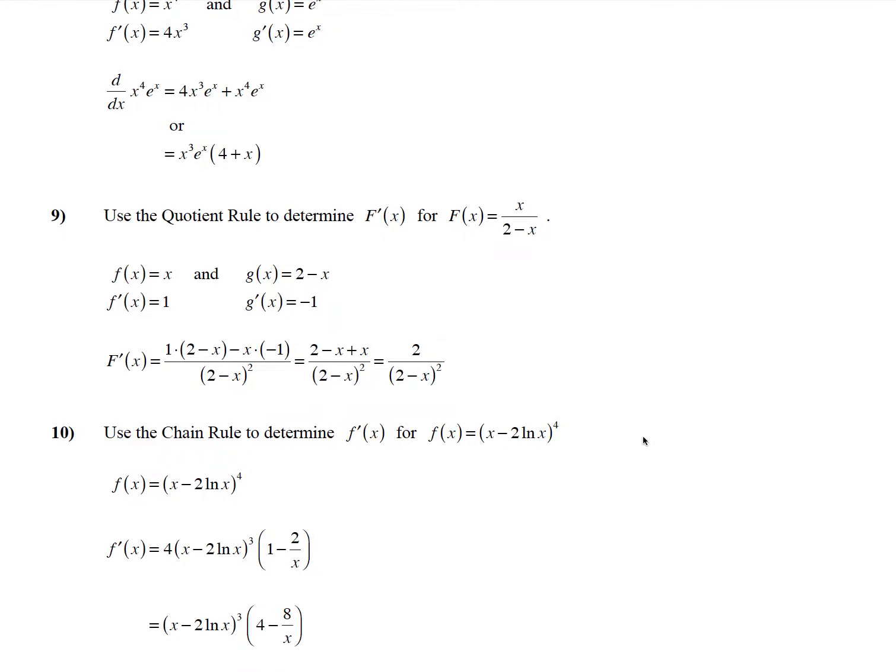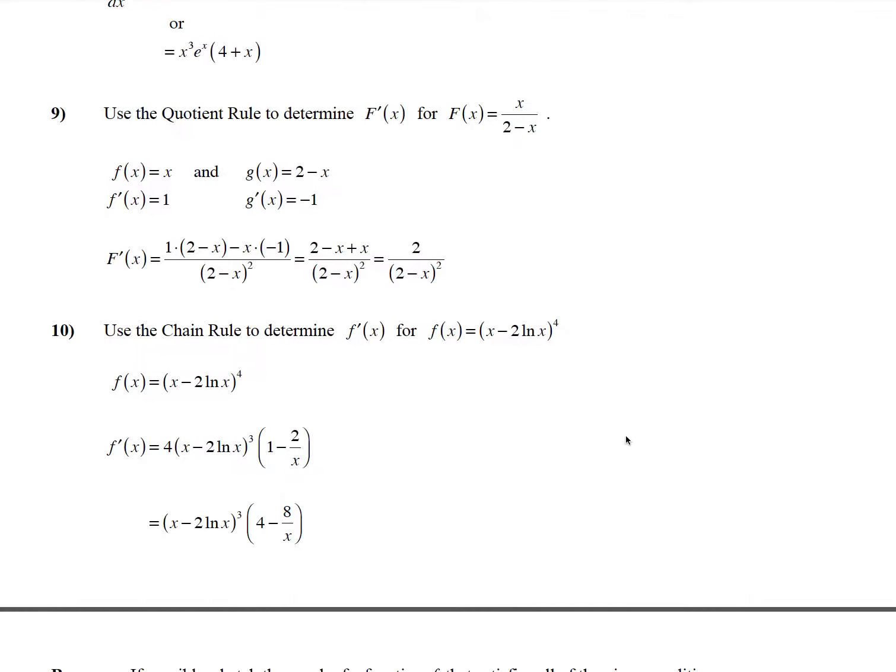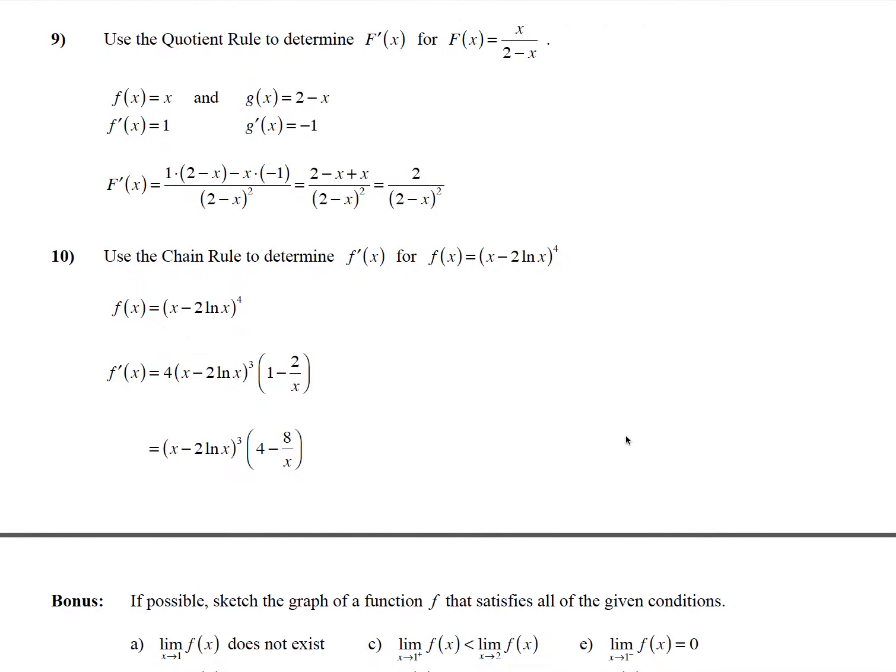All right, and the last question here is the chain rule, or involves the use of the chain rule. And so to differentiate using the chain rule, we identify what the outer function is, as well as what's inside. And so it's pretty clear that what the outer function is is this expression raised to the 4th power. So we take the derivative of that, and we leave what's inside alone for the time being.